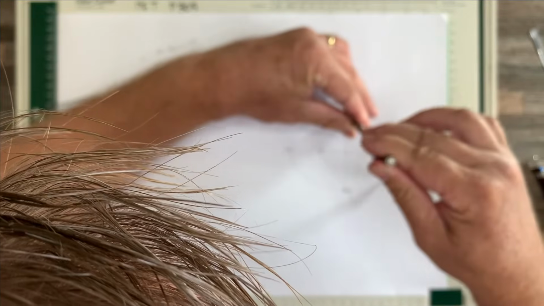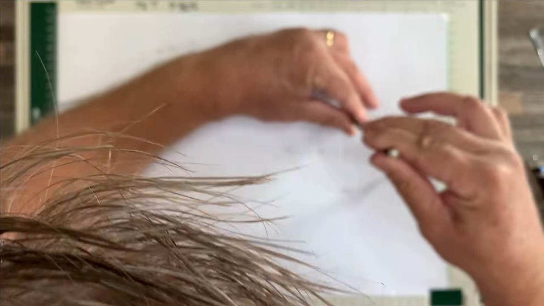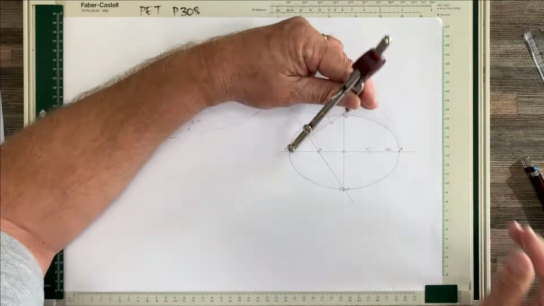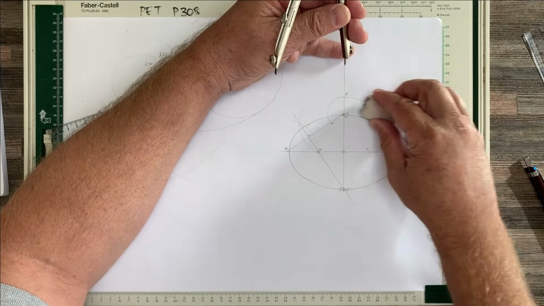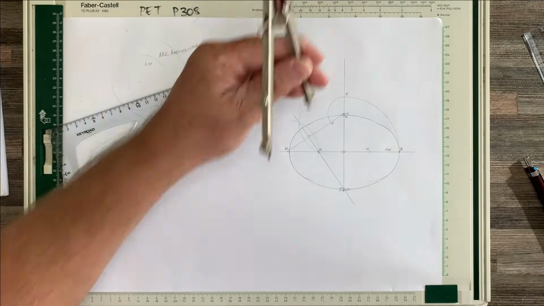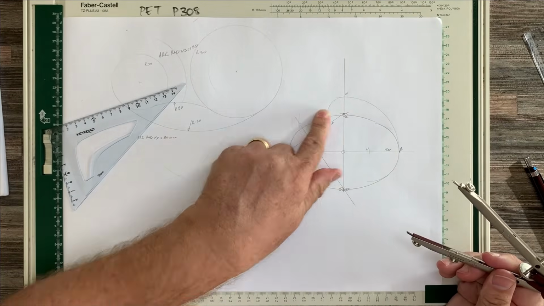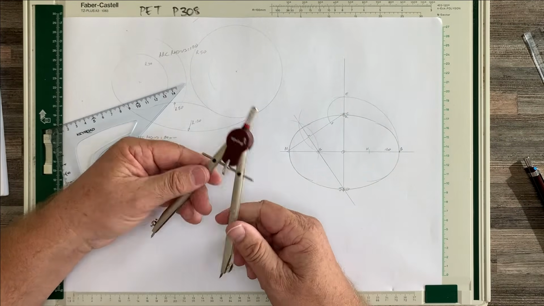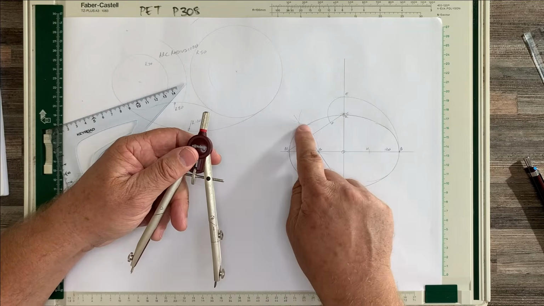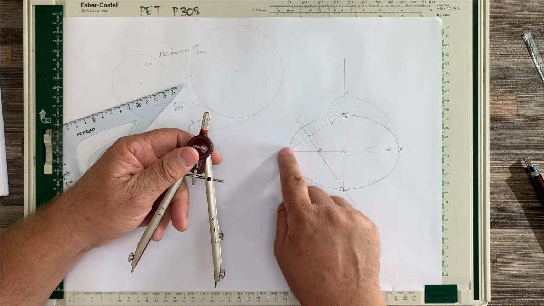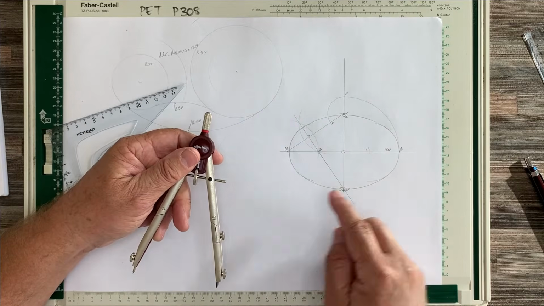There we go. I just made a slight mistake there. There you can see our basic ellipse construction. Those are the two sharp radii and those are the two large radii.